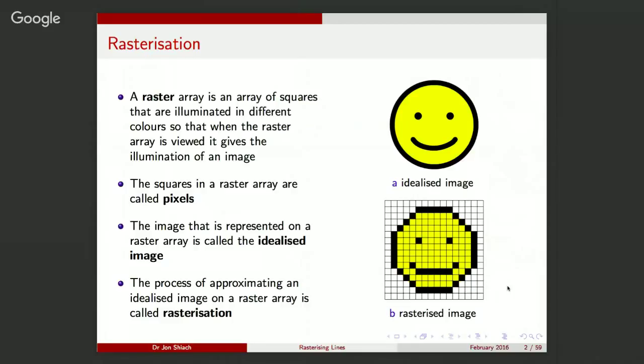Usually these are lines and polygons. Lines and polygons are described using vectors. So you have what we call vector graphics and raster graphics. Raster graphics is anything where we shade in the squares. Vector graphics are things which are defined by vectors. For example, architecture or engineering drawings are described using vectors. And vector graphics are scalable. You can zoom in to the vector graphic and scale up and down with no loss of clarity of image. But if we were to zoom in onto a pixel array, you start to see it gets all blocky. So what we're going to be looking at is the process of approximating an idealized image on a raster.